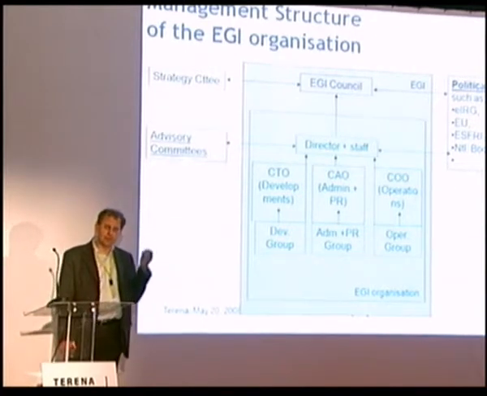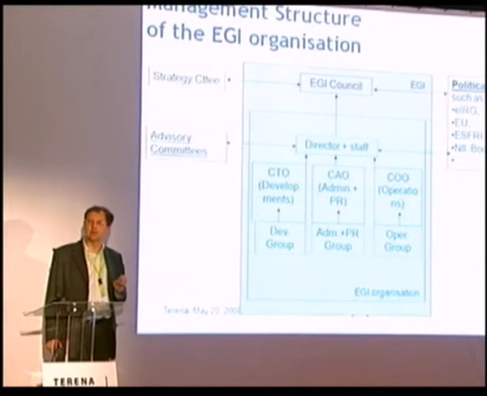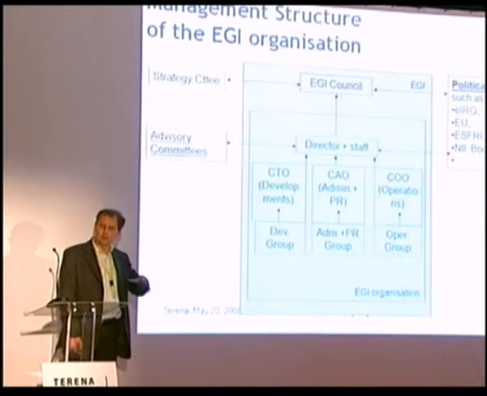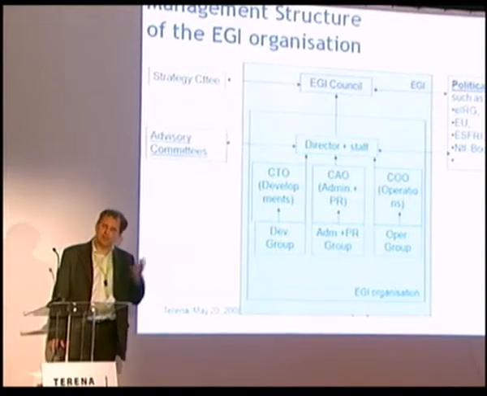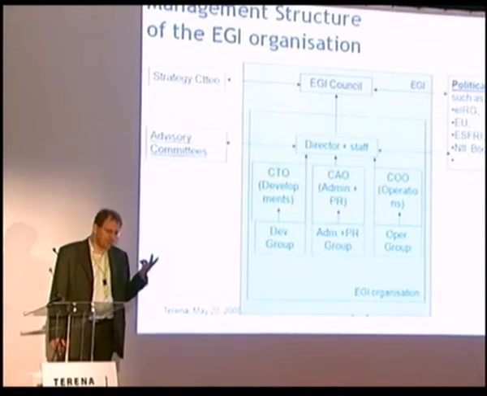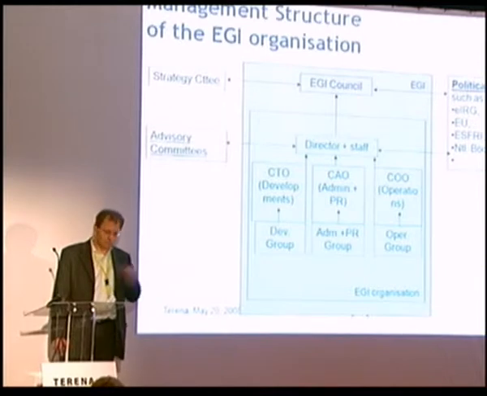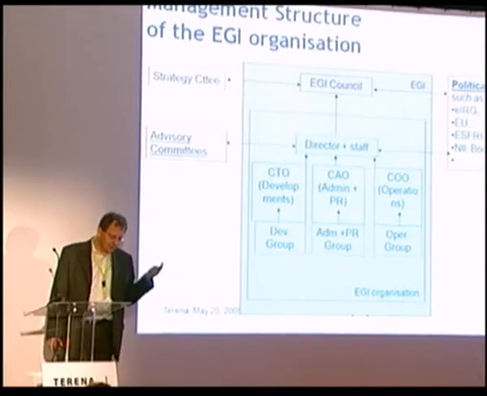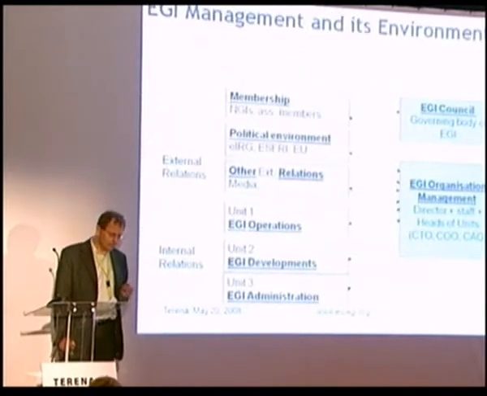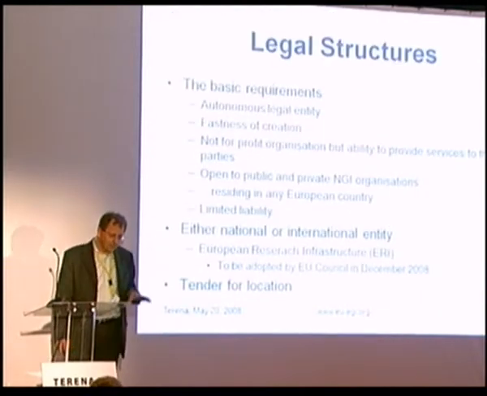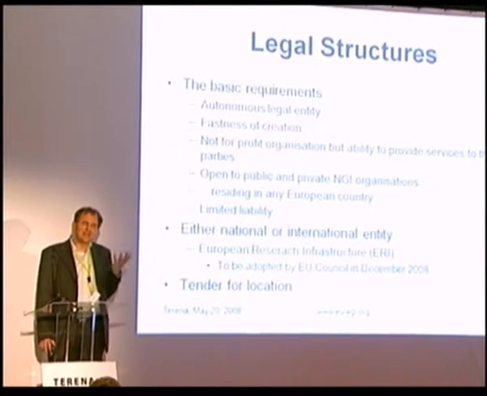There is a proposed management structure with some EGI council, which is the top body representative of every one country, of every one NGI, which is associated to this, and there is just a director and the usual staff, and the idea is that there will be three main divisions, three main responsibilities: the technical, the administration, and the operations. I will skip this. And the last from this are the legal structures.